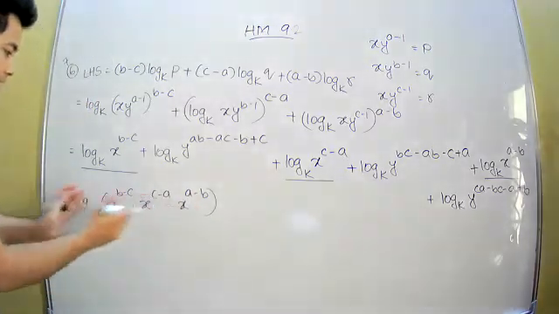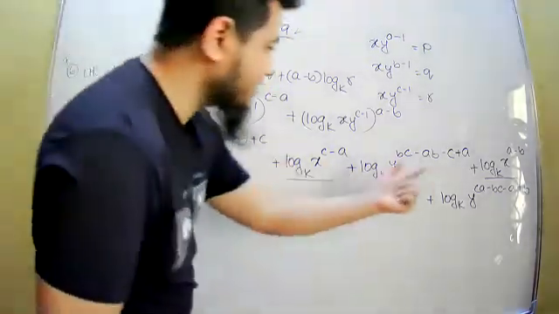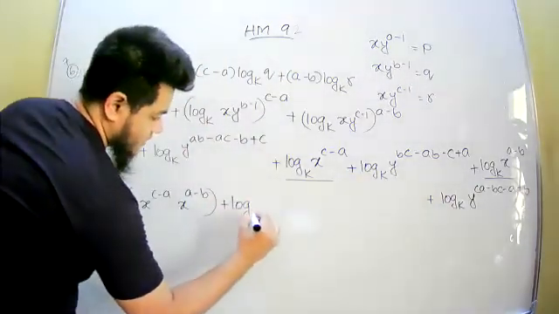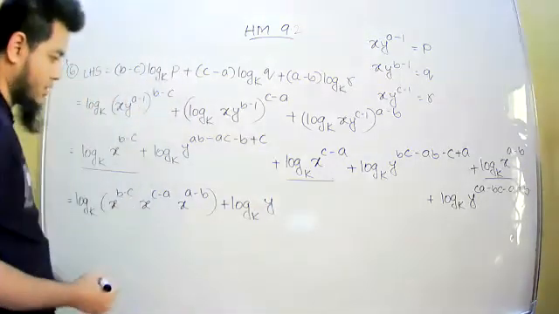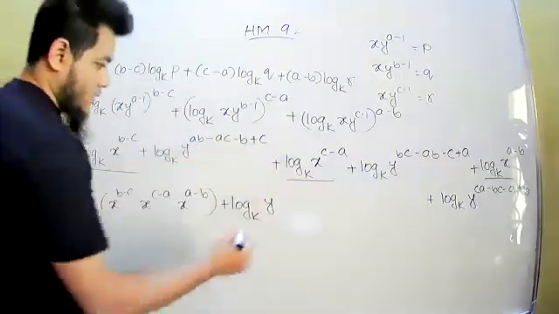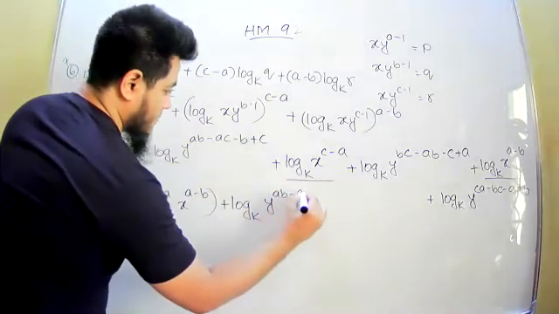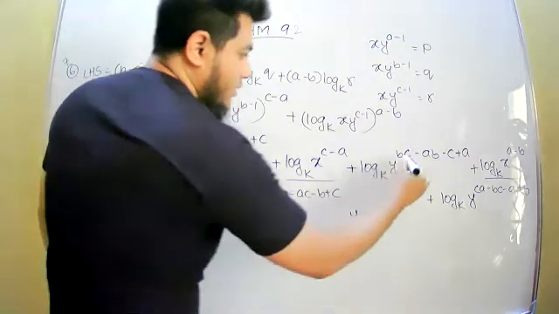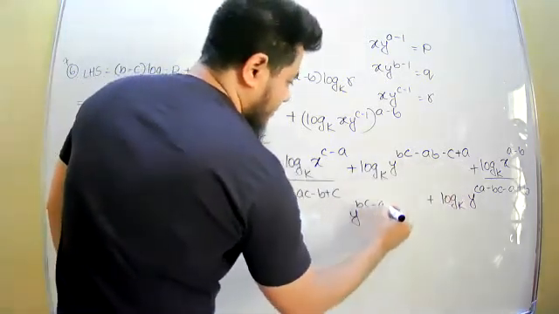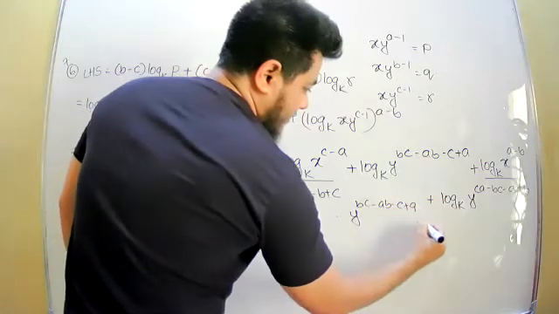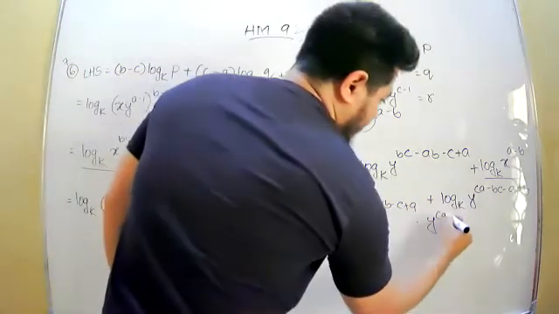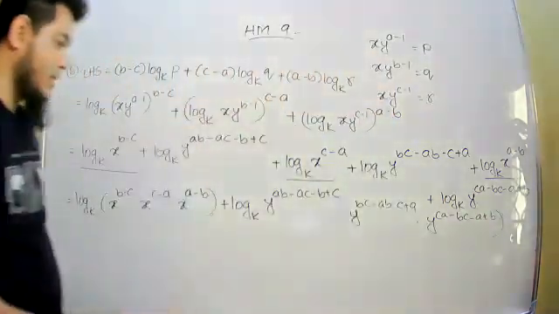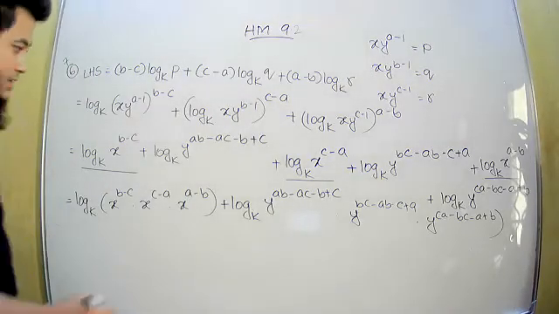We have brought all the x's inside one bracket. Now we will bring all the y's inside one bracket, plus log k base y to the power ab minus ac minus b plus c, then into y to the power, we will write the second part, bc minus ab minus c plus a, then into y to the power bc minus a plus b. Okay, draw a line so that there is no mistake.